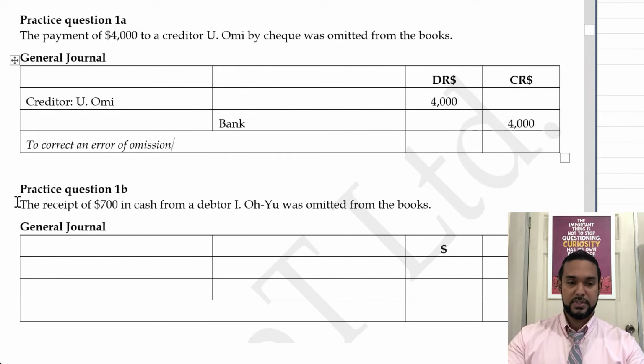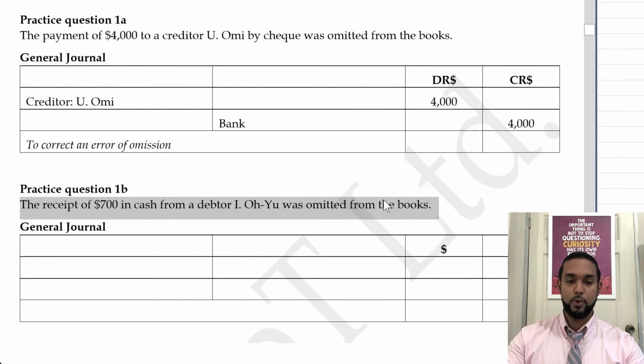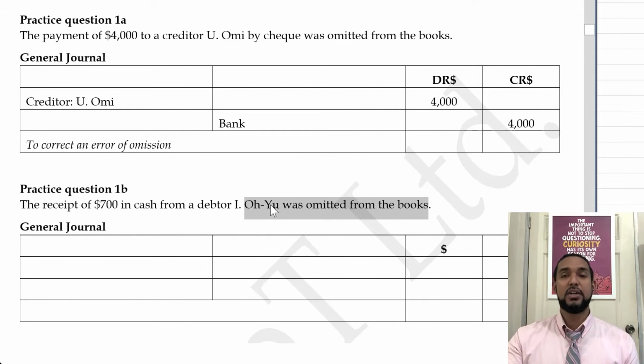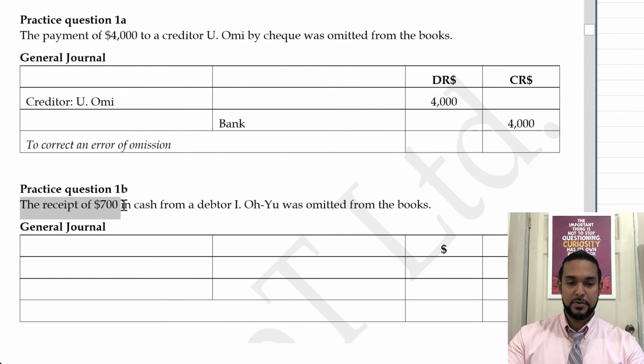Okay, let's take a look. It says, the receipt of $700 in cash from a debtor, I.owe you, was omitted from the books. So we have an error of omission. Okay, cool. How do we fix it? We enter the transaction as it should have been entered. So the receipt of $700 in cash means we have received cash.